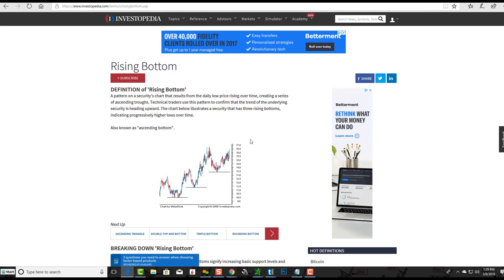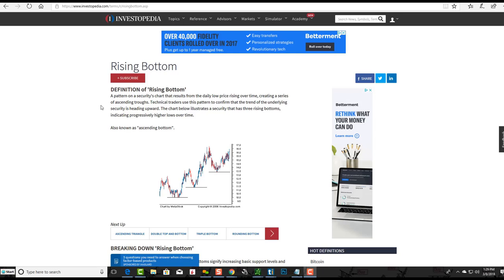So I'm going to show you the basics of it in here, but I'm going to show you a very helpful resource that we like to use, Investopedia.com, read you the definition of rising bottom, and then show you some real world examples. So, rising bottom. It's a pattern on a securities chart that results from the daily low price rising over time, creating a series of ascending troughs. Technical traders use this pattern to confirm that the trend of the underlying security is heading upwards.